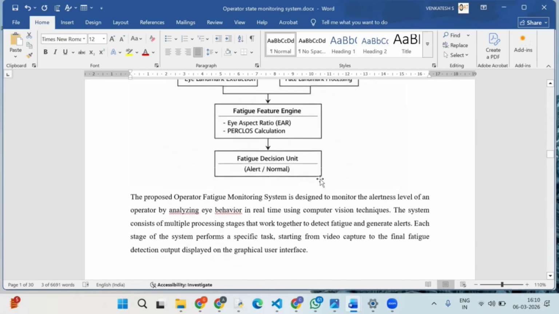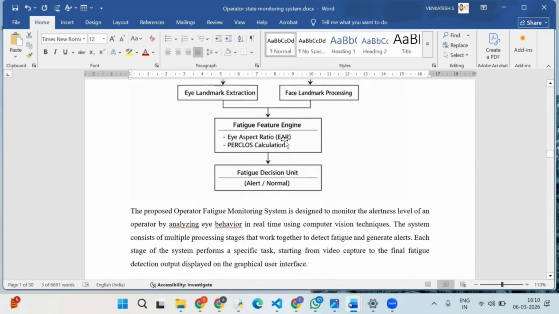Next, the system calculates the eye aspect ratio to determine whether the eyes are open or closed. The PERCLOS algorithm then measures the percentage of eye closure over a period of time. Finally, if the PERCLOS value exceeds a predefined threshold, the system detects fatigue and displays the alert status through a graphical user interface.